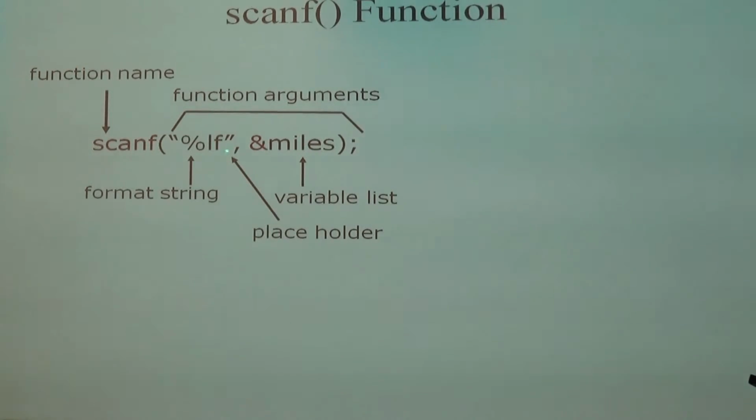In this example, whatever we are reading from the user is going to be read as a double value, and that value will be stored in a variable called miles. And please note the ampersand symbol here, which has a meaning for pointers.